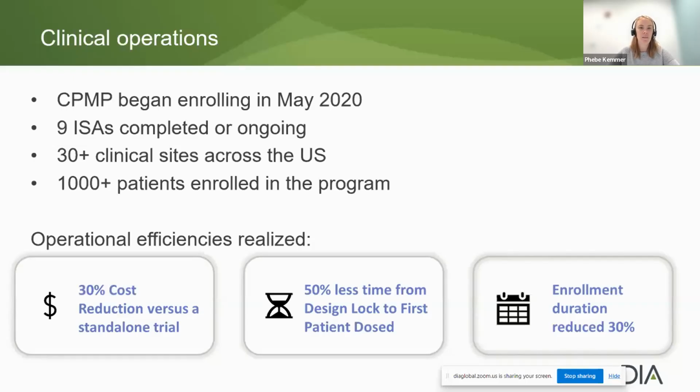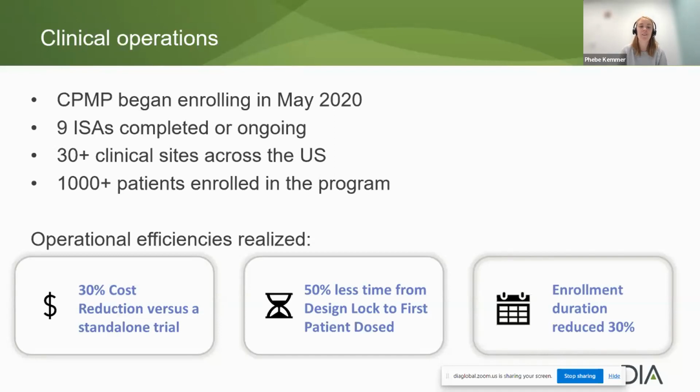So first of all, just a quick update on where we're at now. Our master protocol began enrolling in May 2020, and all of this information you can find on clinicaltrials.gov. We currently have 9 ISAs or sub-studies that have completed or are ongoing, conducted at more than 30 clinical sites across the US and Puerto Rico. And we've enrolled over 1,000 patients in the program.